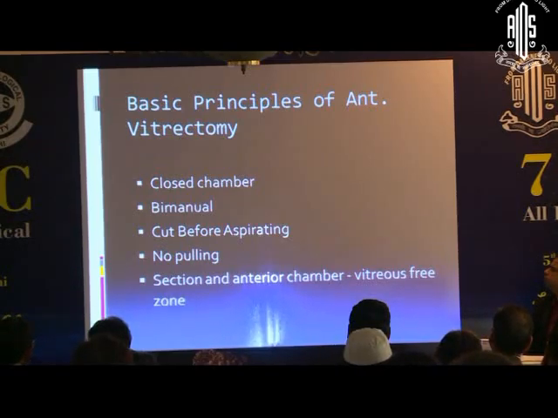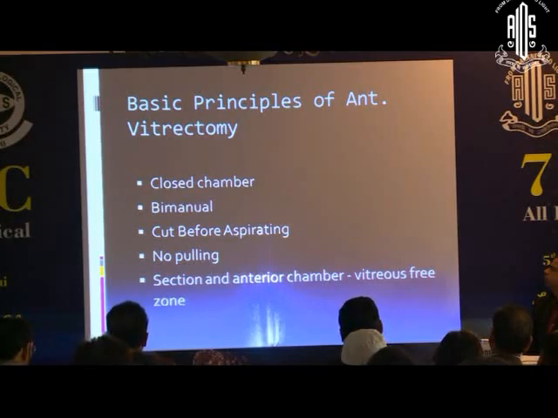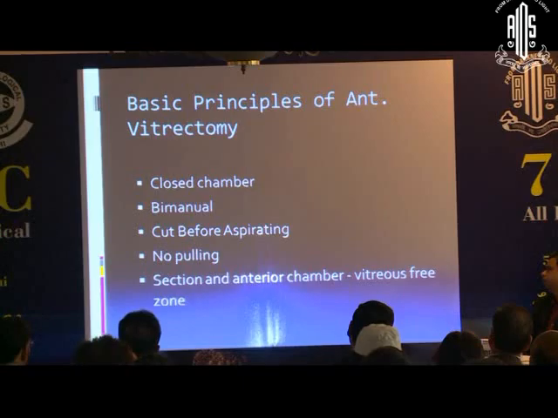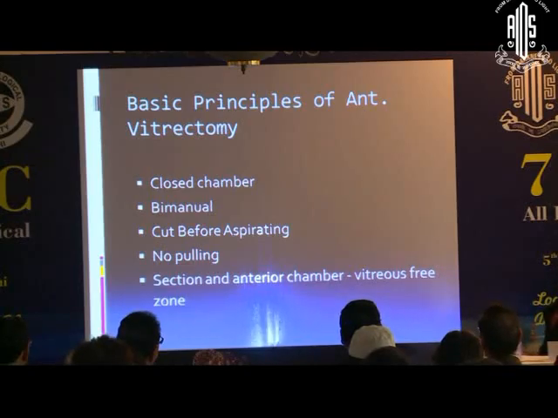One must always remember the basic principles of anterior vitrectomy. You have to have a closed chamber vitrectomy and a bimanual vitrectomy. Closed chamber means you cannot go through the main phaco wound for vitrectomy. You have to either close the main wound and go through the side ports, and always use a bimanual mode. That is, the irrigation has to be from a separate port.